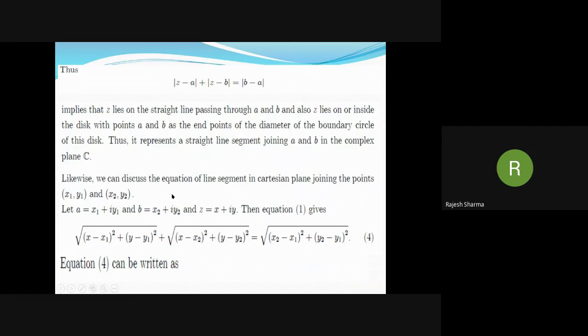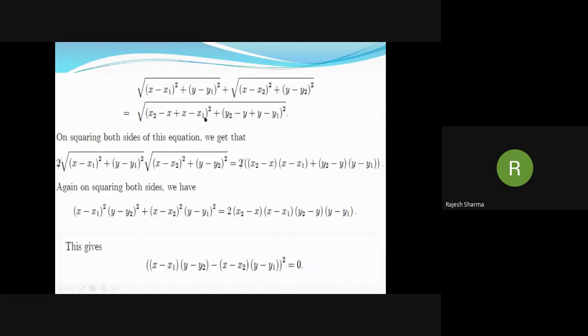Now in place of this, we have the square root of (x minus x1) squared plus (y minus y1) squared. And in place of z minus b, we have this expression, and the right hand side is this. So it will represent a straight line segment joining (x1, y1) and (x2, y2). We can directly prove this.